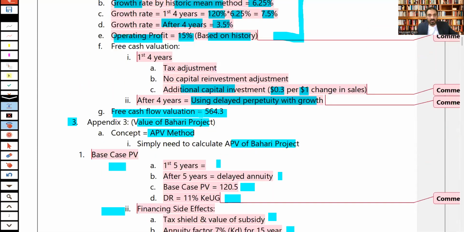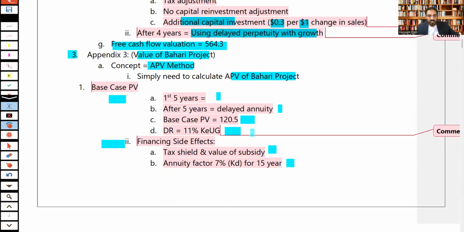But first you calculate the base case NPV. With the base case NPV, the project only value 120.5. That means base case NPV, I must say base case present value, it's not enough to meet the cost of project. Or I can say base case NPV is negative. 120.5 minus 150 is negative.